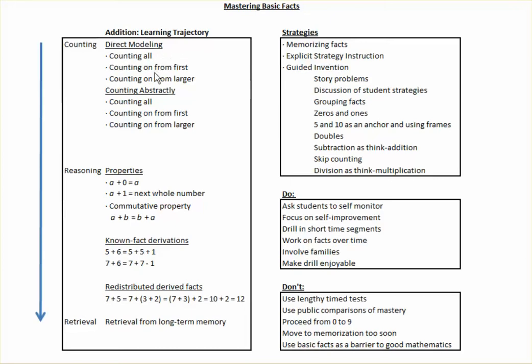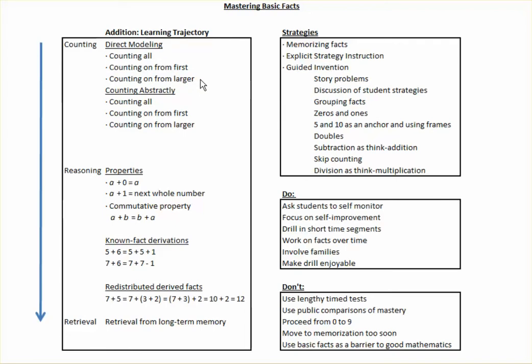More sophisticated is for them to count on from the first, so they realize they don't have to count the first 2 again in order to get the 7. They can just say start at 2 and then say 3, 4, 5, 6, 7. So that would be a more sophisticated process, and so they're up the learning trajectory a little bit from counting all. Counting on from the larger is even more sophisticated.